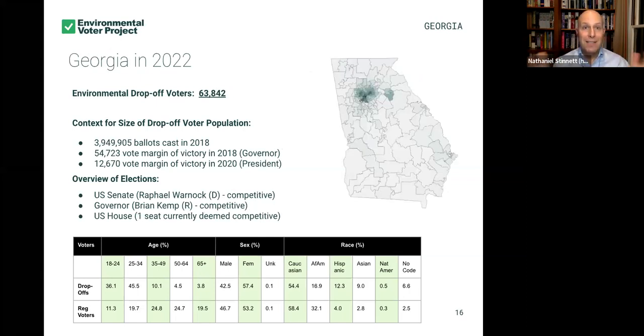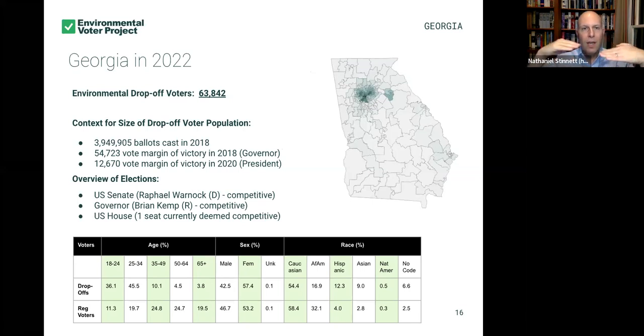Here's an example of a dense urban cluster. This is more like what we often see in a lot of our other states. 63,842 of these environmental drop-off voters in Georgia. Again, bigger than the margin of victory for governor in 2018, 5 times bigger than the margin of victory for president 2 years ago.